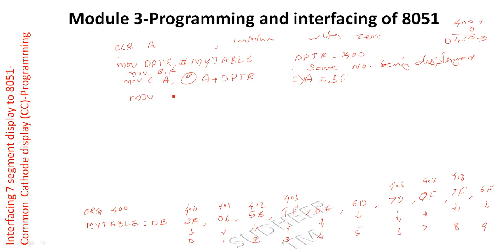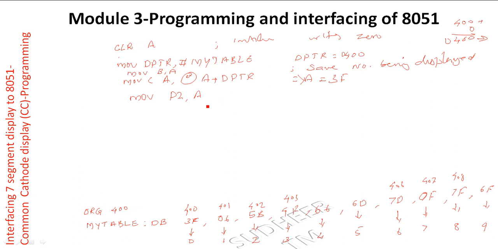So MOV P2, A. Port 2 is being loaded with A. A is having 3F. Port 2 is having our 7 segment unit. So this makes the 7 segment display show the number 0 on this 7 segment unit.